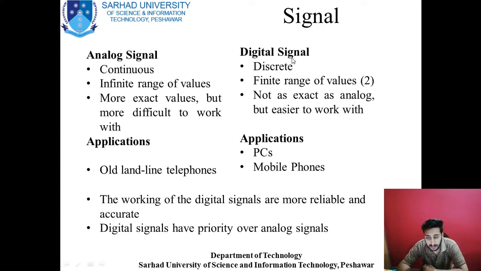A digital signal is discrete. It has a finite range of values, and it is not as exact as analog, but it is very easy to work with. Applications of digital signals are modern-day PCs, your mobile phone, or any other latest electronic gadget that you have. Digital signals are more reliable and more accurate, and they have priority over analog signals. Now let me discuss this slide.